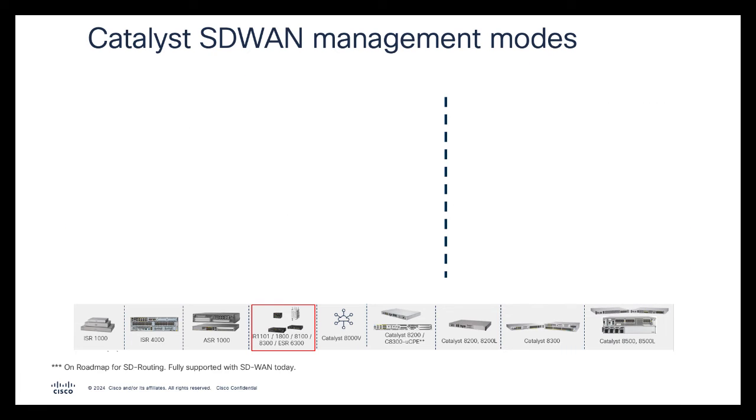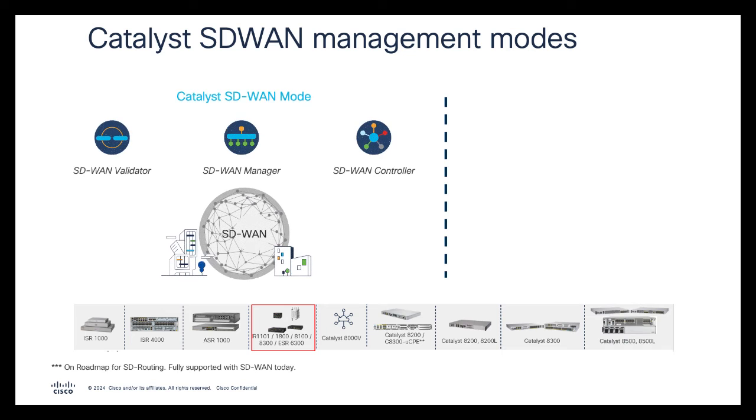There are two main modes in the Catalyst SD-WAN manager. So the first mode is the traditional mode where we have the segregation of the orchestration, management, and control planes that help build the connectivity fabric.